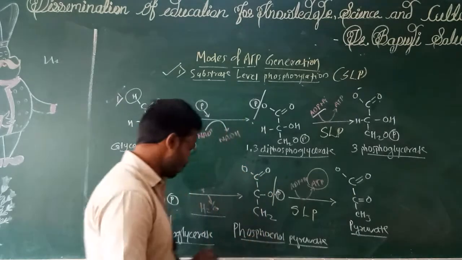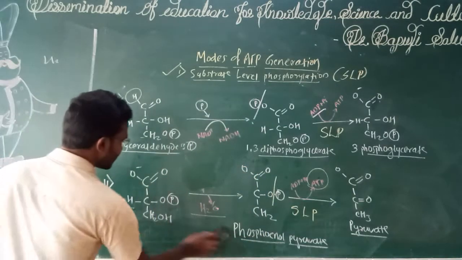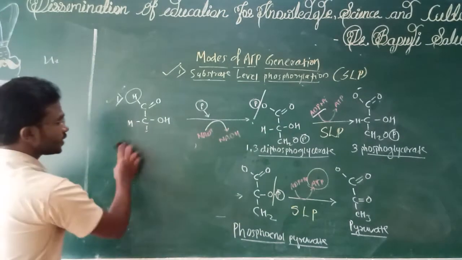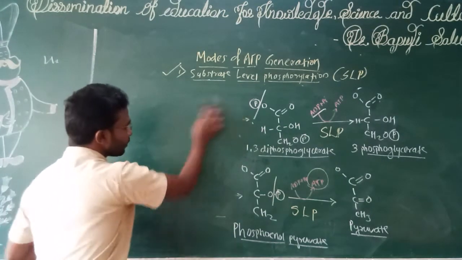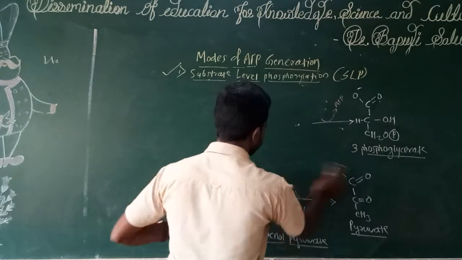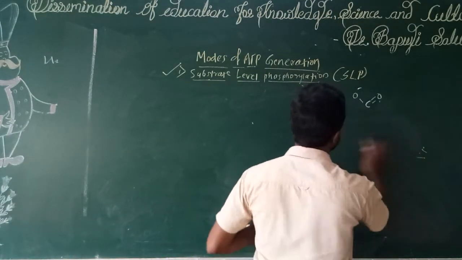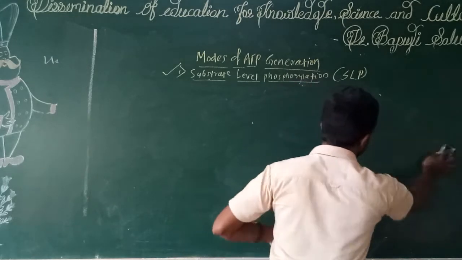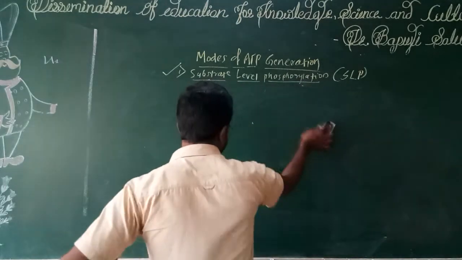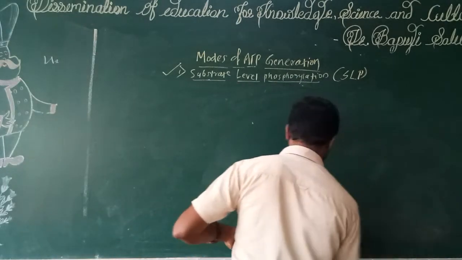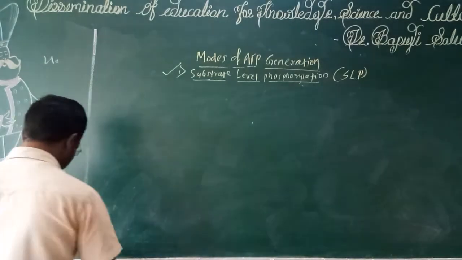We have a couple of more examples of substrate level phosphorylation. These two examples were from EMP pathway. Next example is from TCA cycle. Alpha ketoglutarate to succinyl-CoA and then succinyl-CoA to succinate. That is the third example.